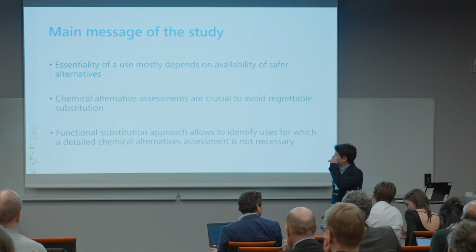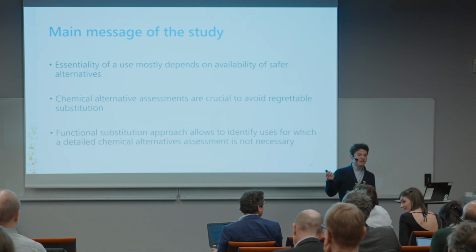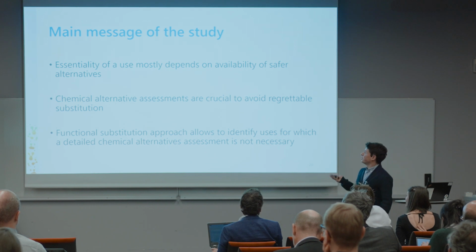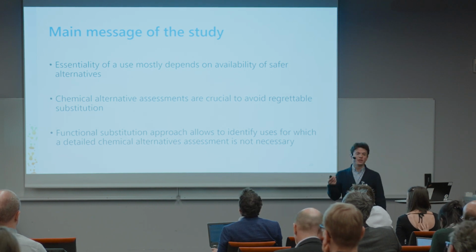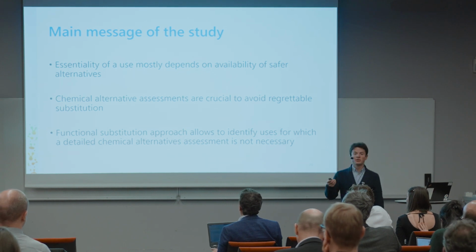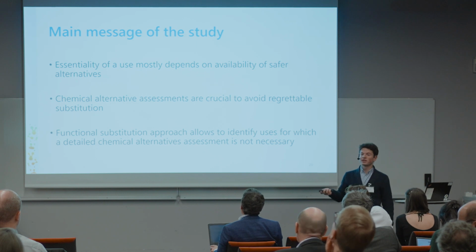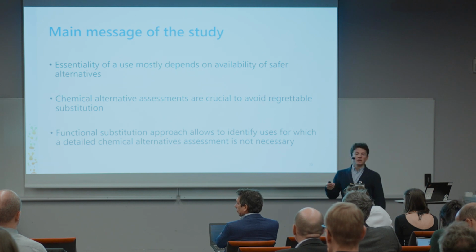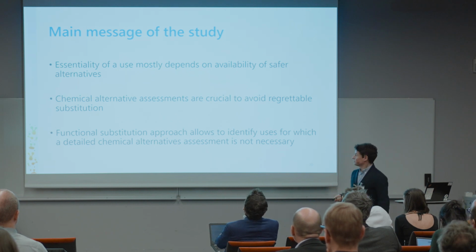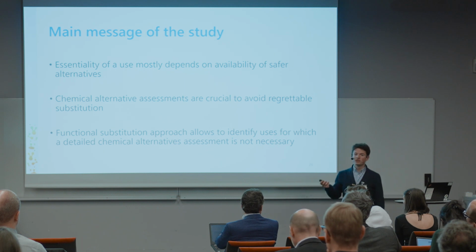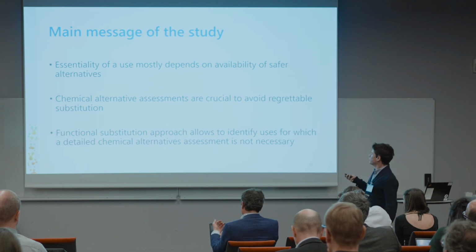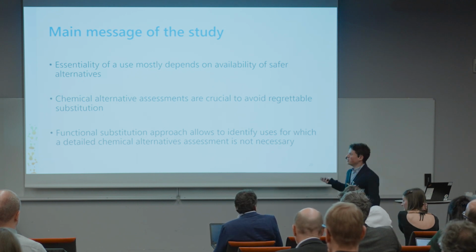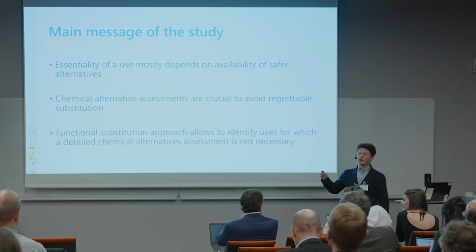To summarize, this study showed that the essentiality of use mostly depends on the availability of safer alternatives. So even if we start implementing the essential use concept in regulation, there is still a strong need to have proper chemical alternative assessment in order to avoid regrettable substitution. And the functional substitution approach that was proposed in 2015 is a really good tool to identify uses for which such a detailed chemical alternative assessment is not needed.